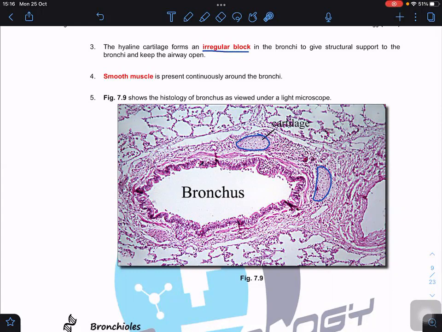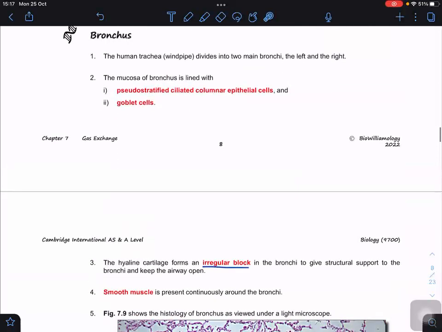Next, after that, we have the cartilage. This cartilage has the same function as the cartilage in the trachea. The slight difference is that it does not form the incomplete C-shaped cartilage, but forms what we call irregular blocks. The function is still the same: it provides structural support to prevent the bronchus from collapsing and keep the airway open. They do have smooth muscle, but now it is present continuously around the bronchi, so that contraction and relaxation of the smooth muscle allow regulation of the bronchus diameter. So with this, I'm done with the bronchus, quite simple.